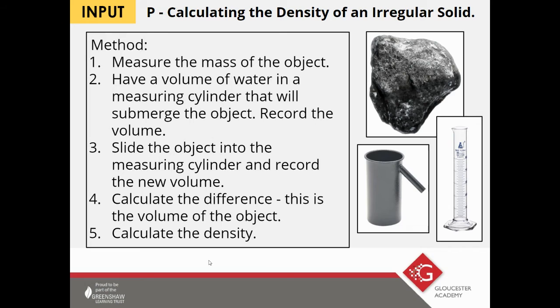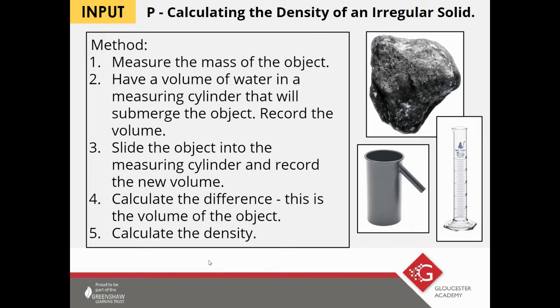I then carefully, because I don't want to lose any of this volume, slide that rock into the measuring cylinder. And the rock's presence in the measuring cylinder will displace the water, and that will give me a new volume reading. I calculate the difference between the two volumes, and that is the volume of the irregular stone or rock. Using my mass value and those volume readings, I can now calculate the density.